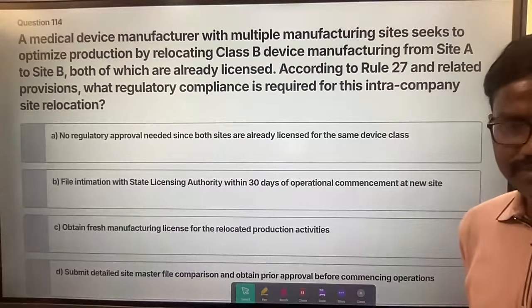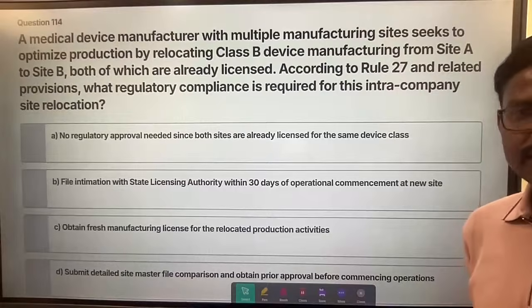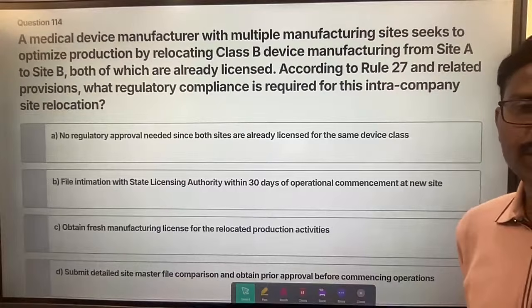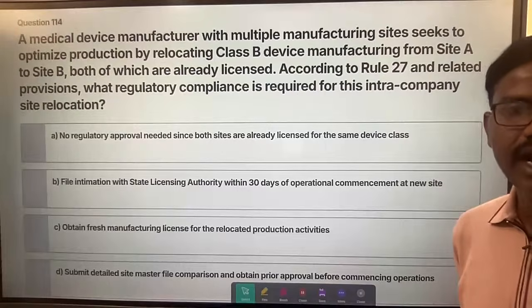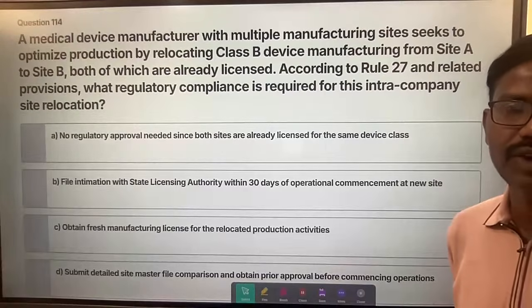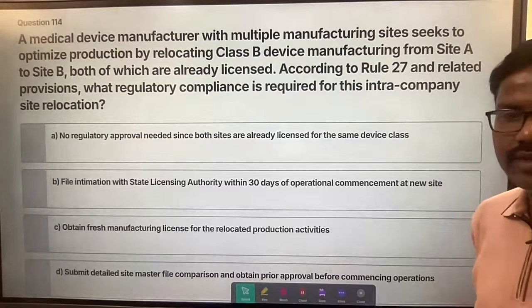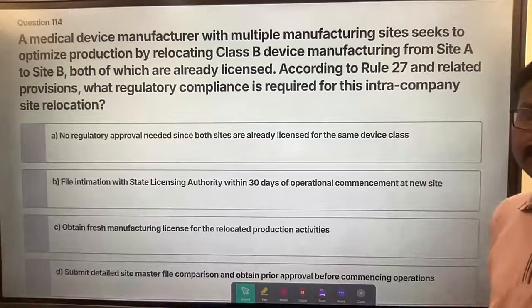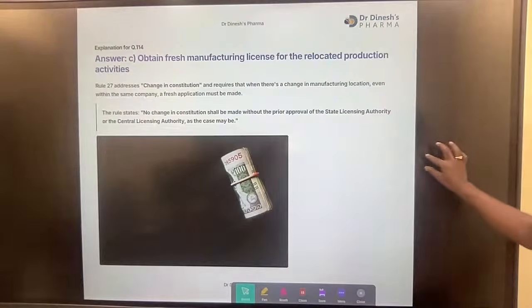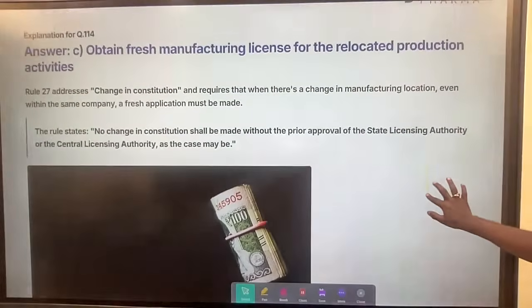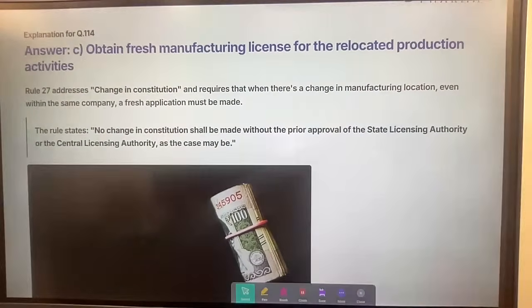As a medical device officer, you should think: you are investigating one company, or you went for an inspection, and assume you are in that place. What will you do? Yes, the right answer is C, obtain a fresh manufacturing license for the relocated production. Once the site is changed, you should go for a fresh license.